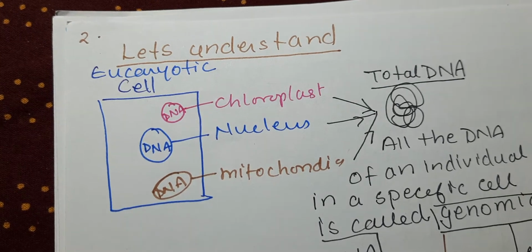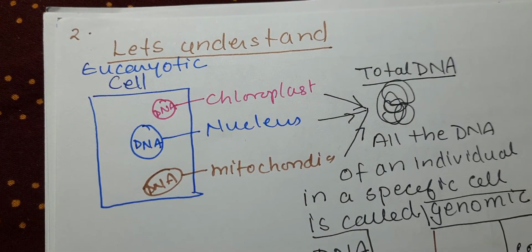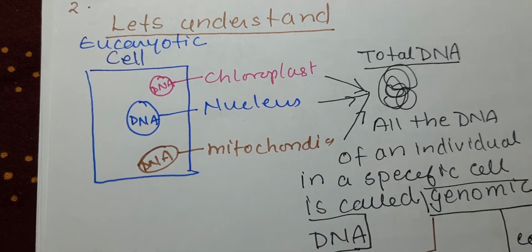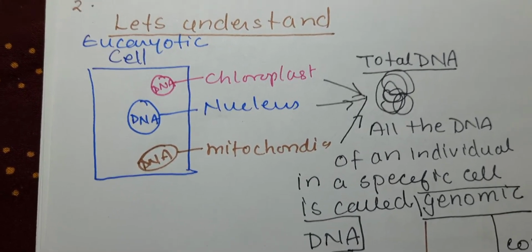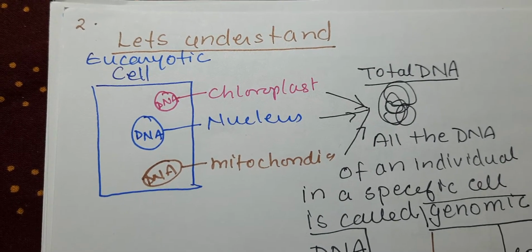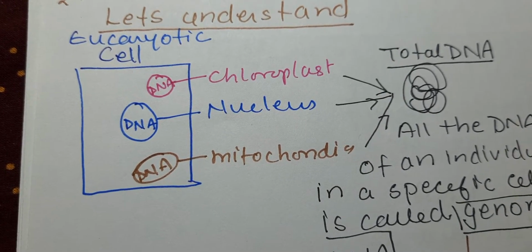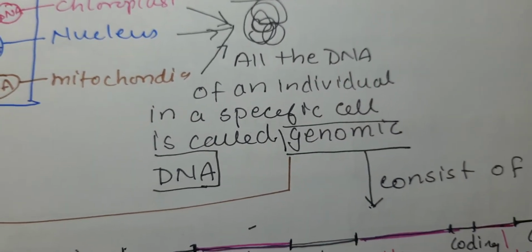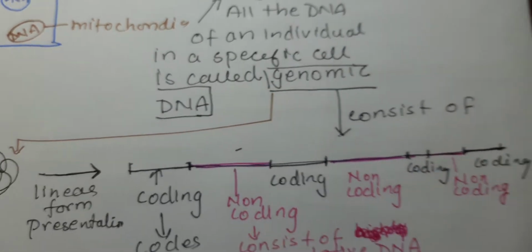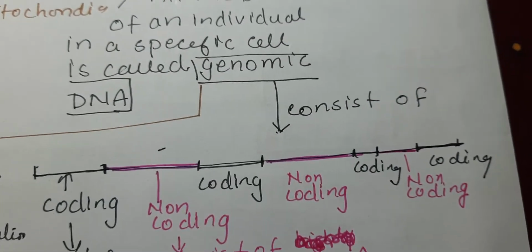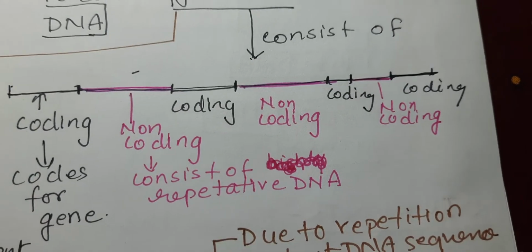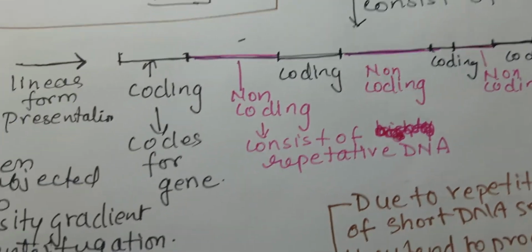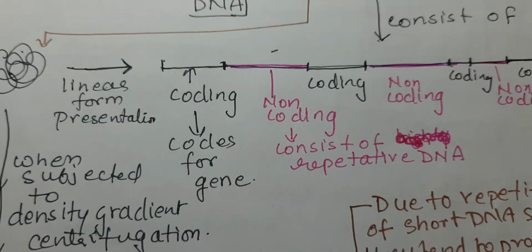You know that coding and non-coding both are present in the eukaryotic cell, because the prokaryotic cell will only have the genes that are expressed, that is the coding sequence. In the eukaryotic cell, the DNA is present in mitochondria, chloroplast and nucleus, and this total DNA is called genomic DNA. It consists of coding as well as non-coding regions, and non-coding consists of repetitive DNA, whereas the coding region codes for a gene.